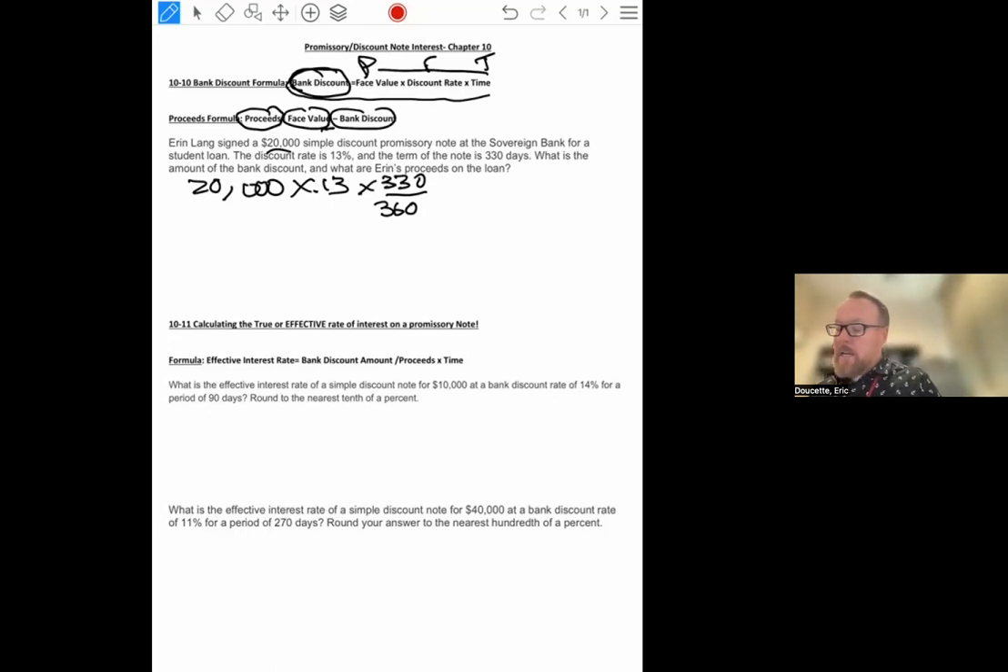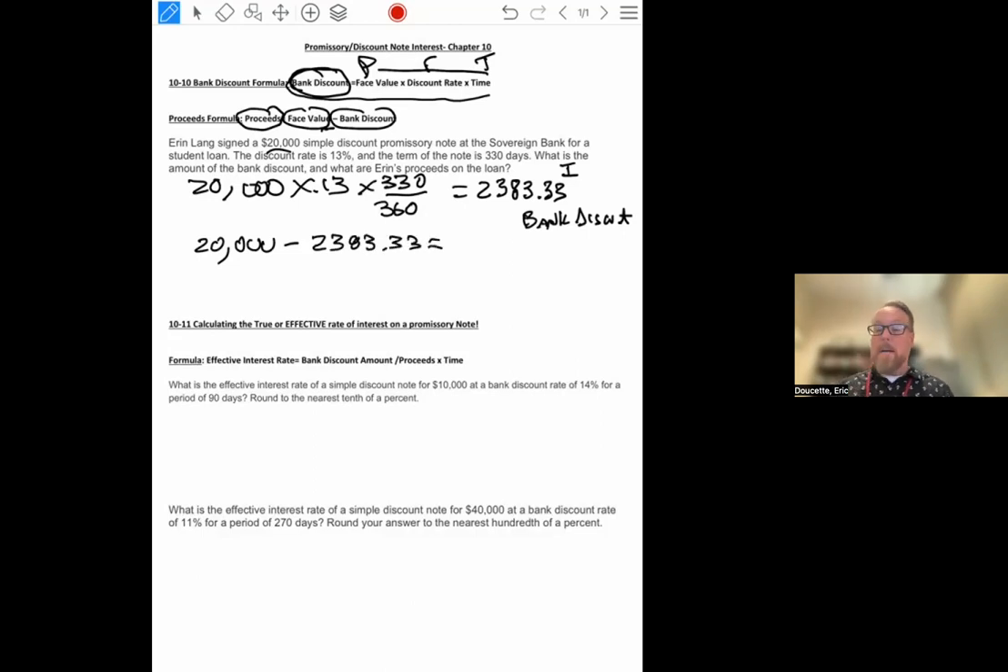So the math on that comes out to $2,383.33. That is your interest, or what we're calling here the bank discount. Now, why do we call it bank discount? Because before they fund your loan, they're going to minus that interest right off the bat.